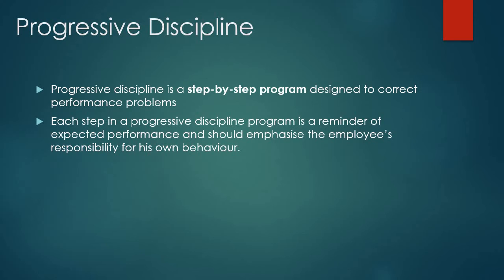The next will be progressive discipline. Progressive discipline is a step-by-step program designed to correct performance problems, not merely compliance problems. Each step in a progressive discipline is a reminder of expected performance and should emphasize the employee's responsibility for his own behavior.